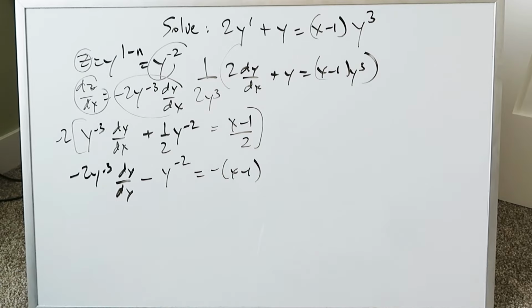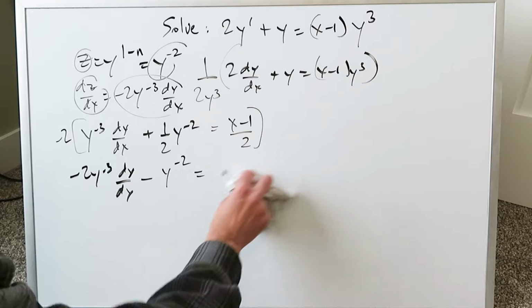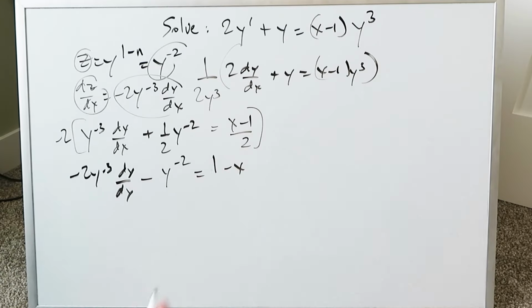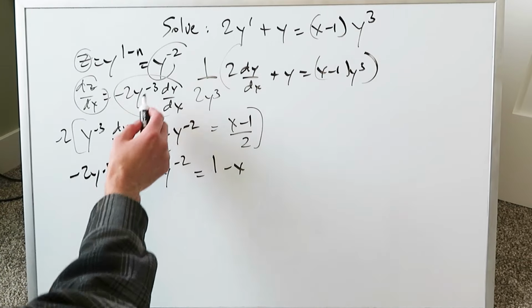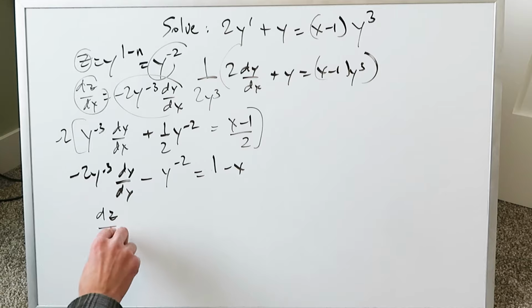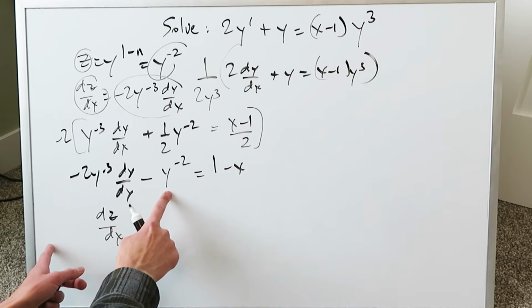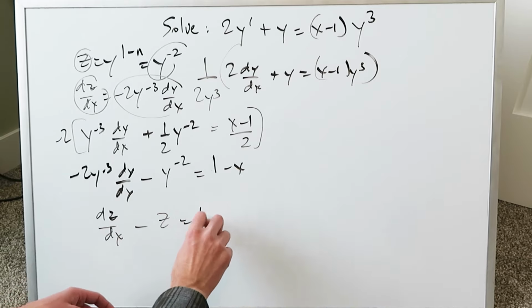You can open this up. Why don't you open it up and make it 1 minus x? And that's exactly what it is. Now look, everything will fall right into play by means of those substitutions. z is equal to that, dz over dx is equal to this. So this is dz over dx minus z is equal to 1 minus x.